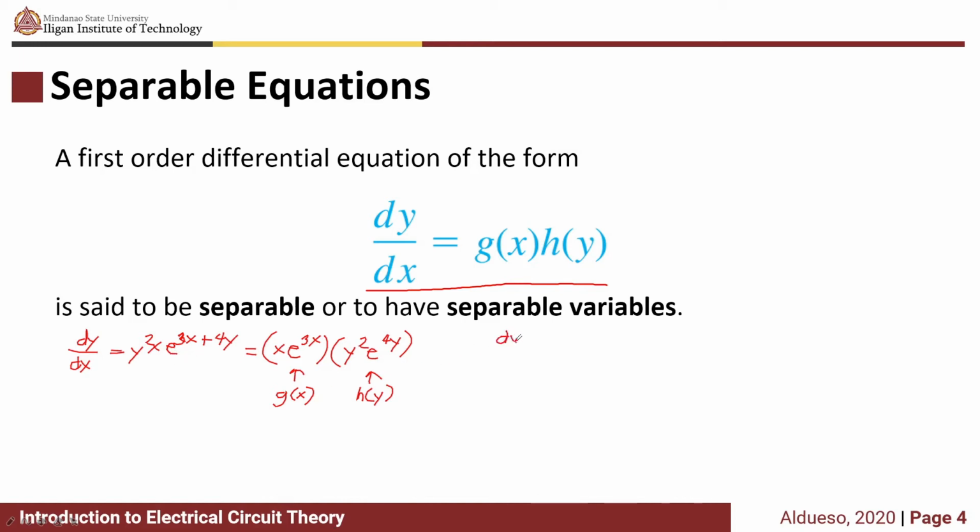We have dy over h of y is equal to g of x dx. Or if we denote g of y as 1 over h of y, we have a separable equation g of y dy equals g of x dx. On this side are the variables y, and this side are the variables x.